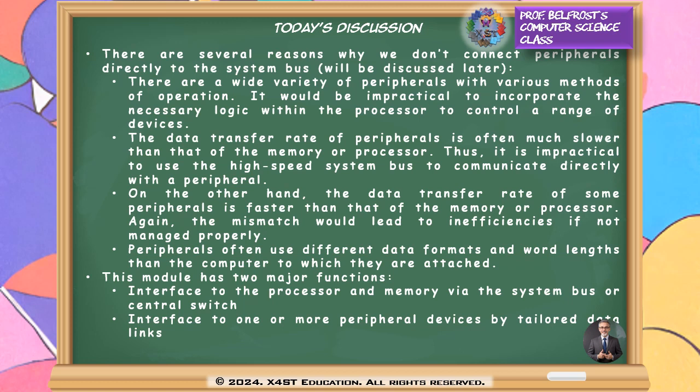This I/O module is very important, and this module has two major functions. The first one is the interface to the processor and memory via the system bus or central switch, and the second is the interface to one or more peripheral devices by tailored data links.